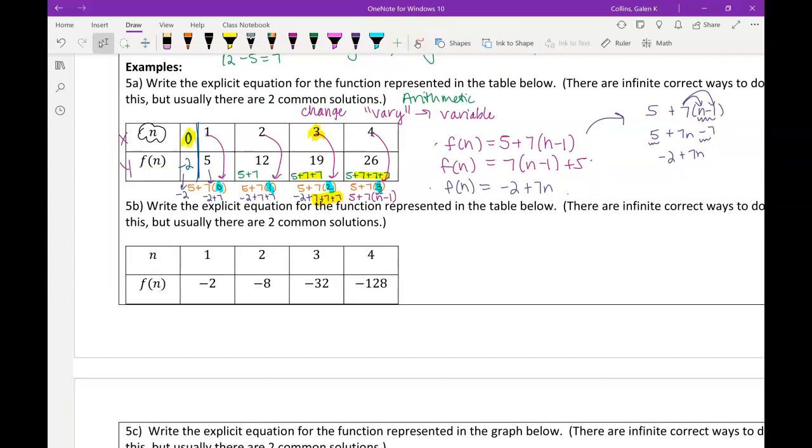All right, we got a few more examples. Let's look at this next table. Kind of the same thinking as before. I want to start first: do I have a common difference or a common ratio? Is this arithmetic or geometric? I can tell it's not arithmetic, because there's no way the same number I add to -2 to get to -8 is what I would add to -32 to make -128. So let's make sure it's geometric.